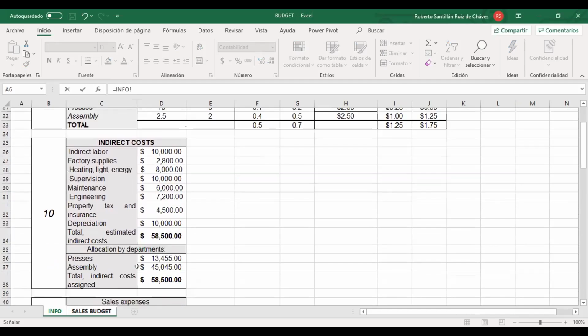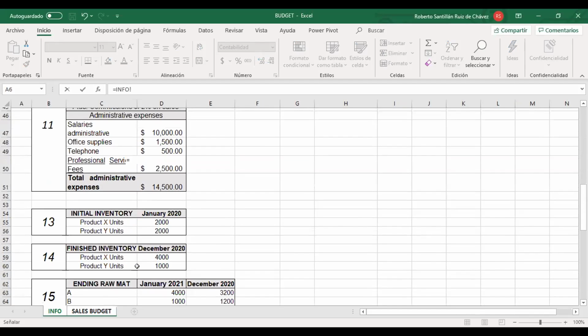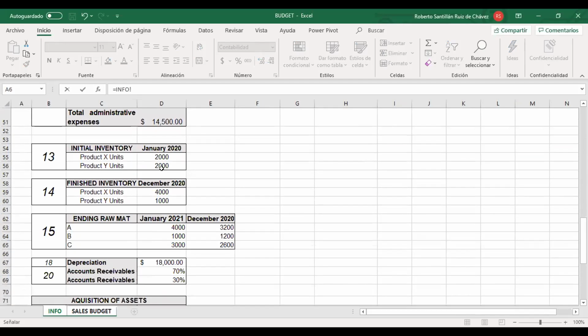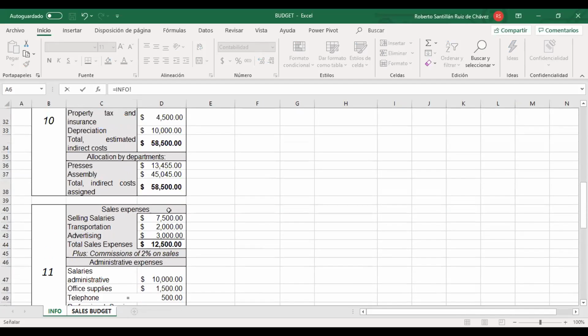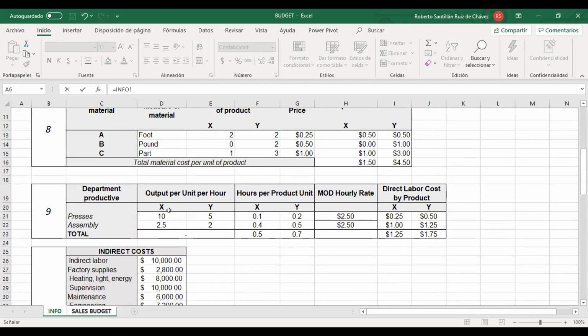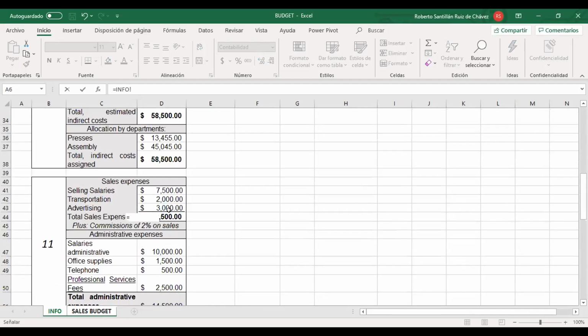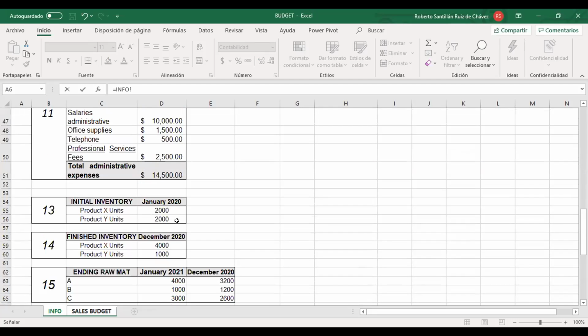It's just like the one you did for the sales for the production budget with the 25%. Remember that? This time instead of 25, it's 20%. So go back to the sales budget.